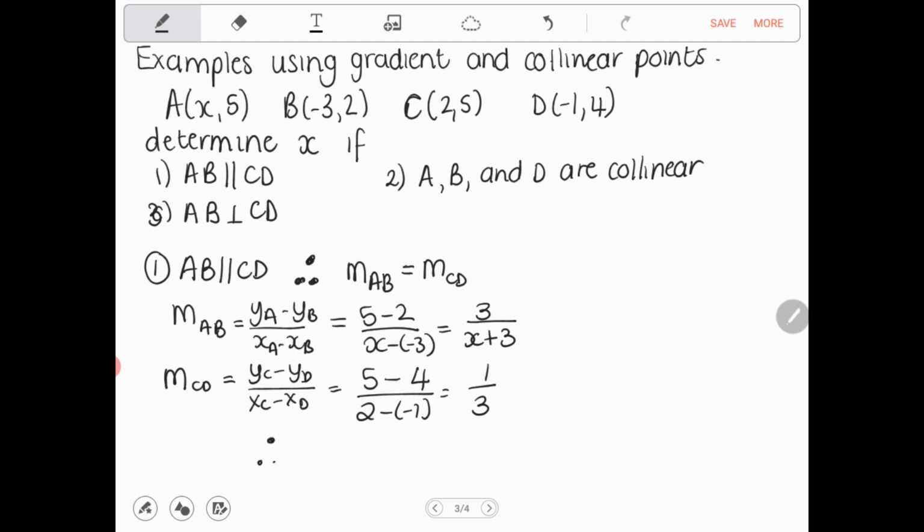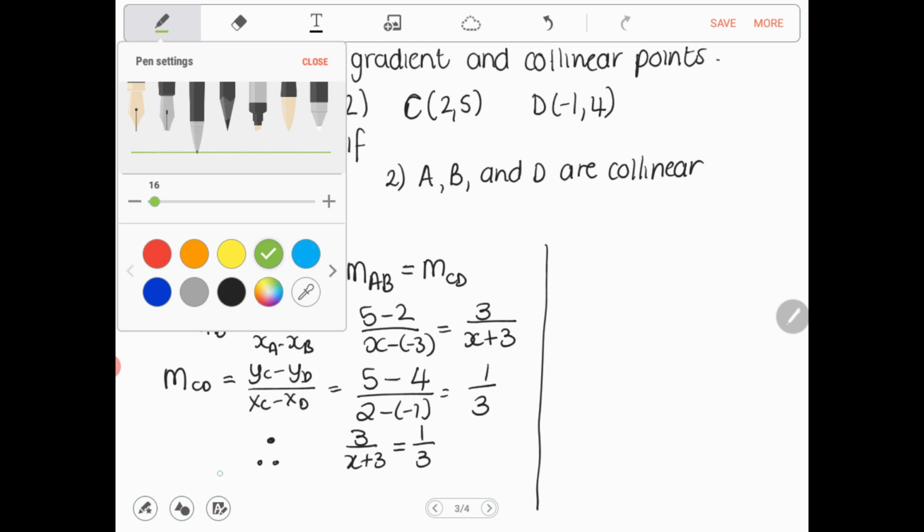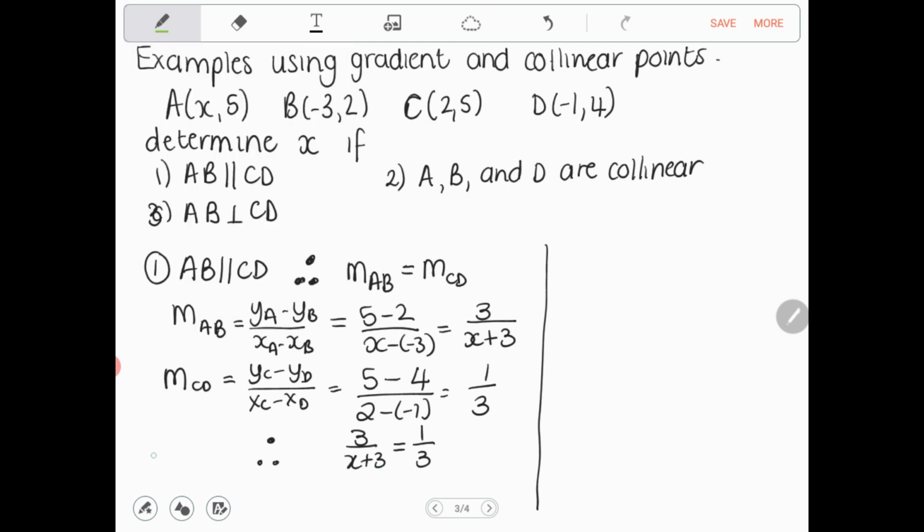So what do I know? I know these are parallel, so 3 over x plus 3 has to equal 1 over 3. Now we've got an equation, so we need an LCD. The gradient of AB equals the gradient of CD, and our LCD is going to be 3 times x plus 3. You can do it with both sides, or you can cross multiply. That's also going to work.